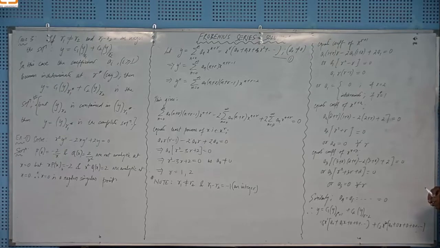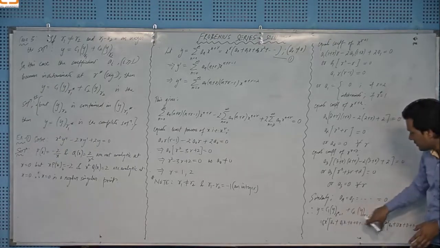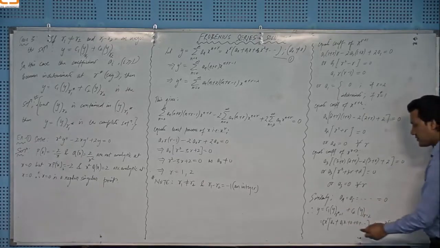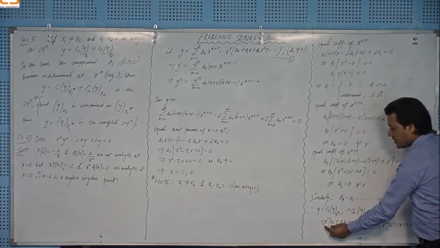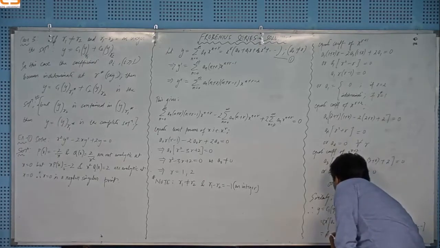Finally, if you multiply these two and add them, the first term will be c1 times a naught, which becomes a new constant, capital A, multiplied by x. I will write that as capital A times x.